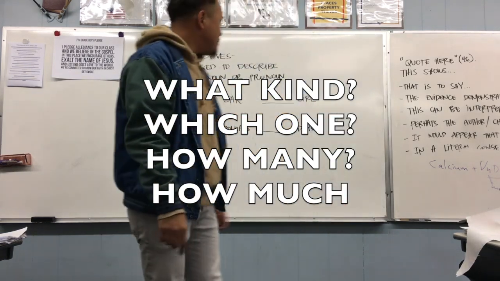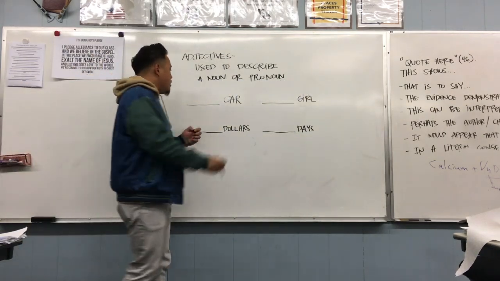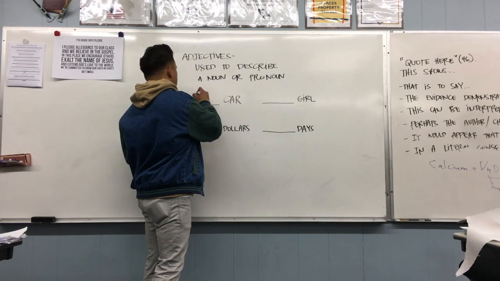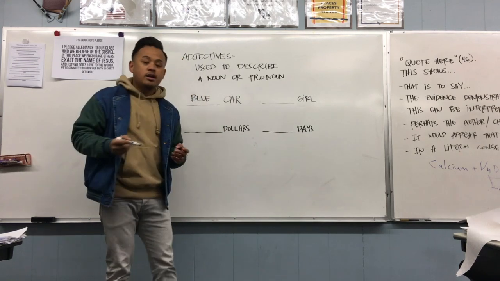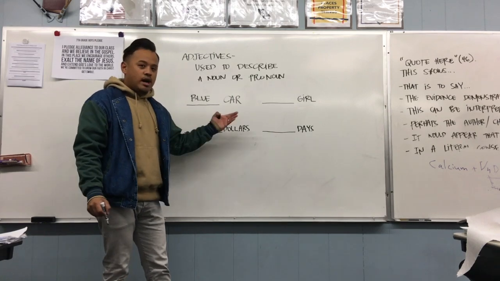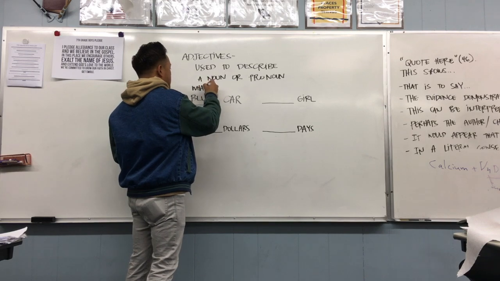Now let's use that. What kind of car? Let's say it's a blue car. So a blue car. What kind of car? A blue car. What kind?